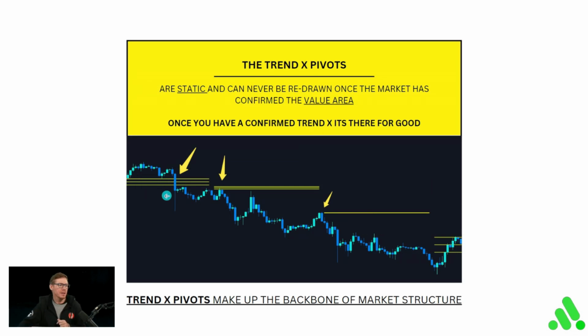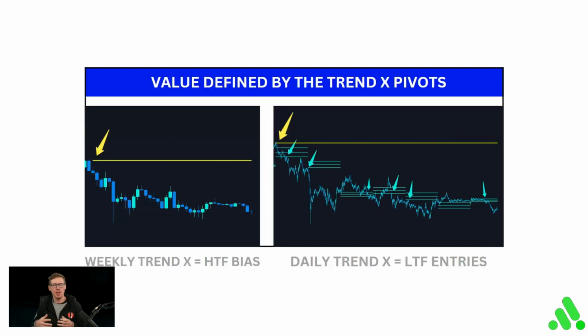Here's an example. You can see price breaks underneath the pivot and we get a downtrend, stays under the pivot, downtrend, under the pivot, downtrend. As long as price stays under this weekly pivot, we are looking for shorts only. This is how we determine true value defined by these TrendX pivots.